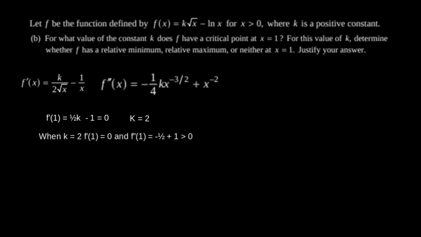Your second step would be to plug k equaling 2 and x equaling 1 into f double prime, which would then give you 1/2. But really all we're looking for is if it is greater than or equal to 0, which in our case it is greater than 0, which would result in f having a relative minimum at x equaling 1 by the second derivative test.